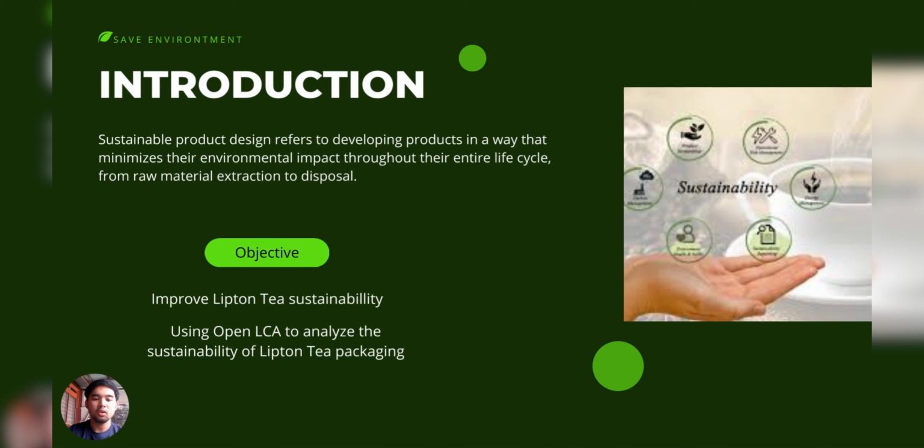We'll be using OpenLCA to analyze the current product and improve the product sustainability. The current product of Lipton tea is using polyethylene as the material for the packaging. So we will find a way to improve its sustainability using the design for environment method.